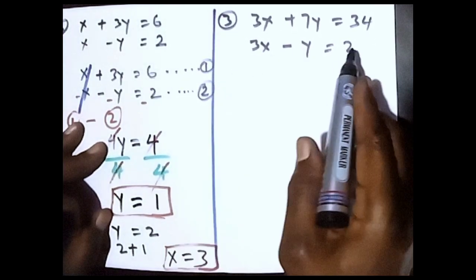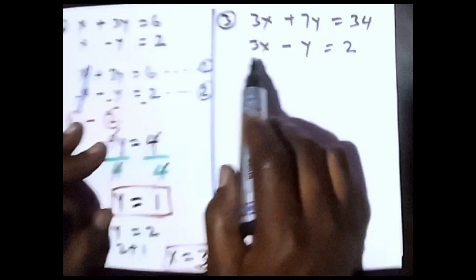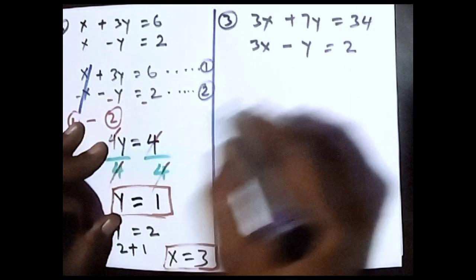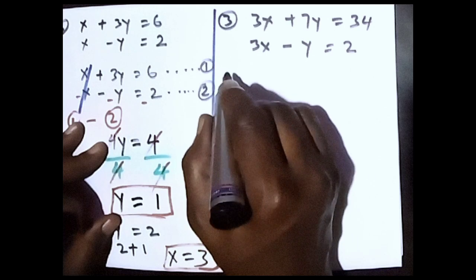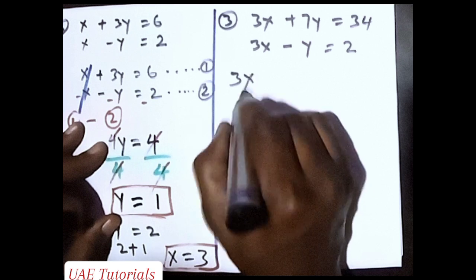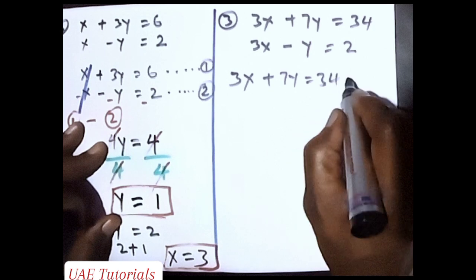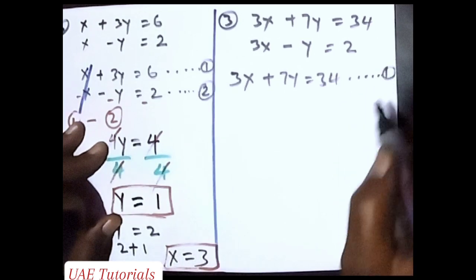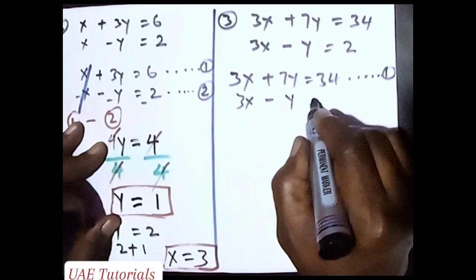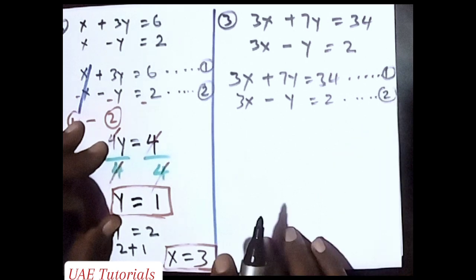So this is question number 3 that was displayed earlier. 3x plus 7y equals 34 and 3x minus y equals 2. Again, the first thing we do is to number the equations. For solution, we'll start by numbering the equations. Let 3x plus 7y equals 34 be our equation 1. And then 3x minus y equals 2 be our equation 2.